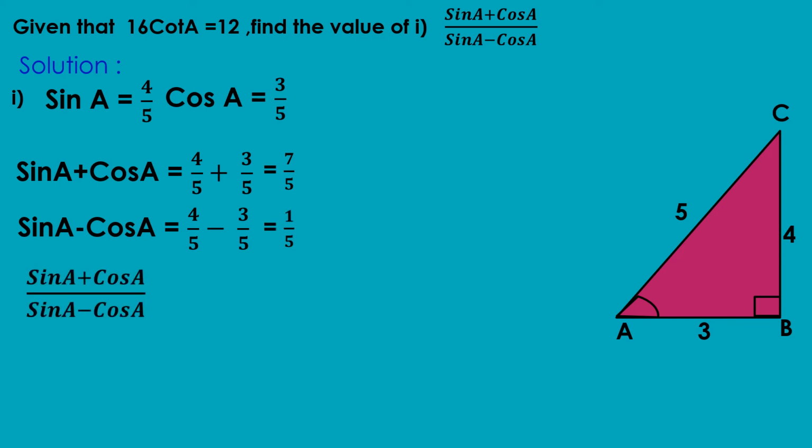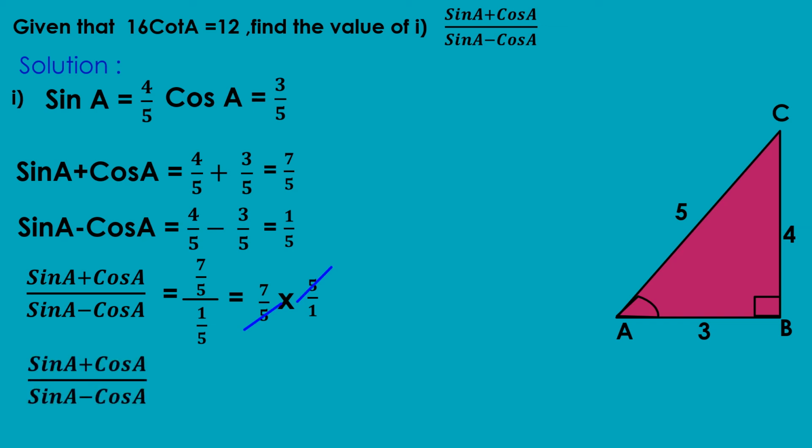Then (sin A plus cos A) by (sin A minus cos A) is equal to 7 by 5 divided by 1 by 5. This 1 by 5 goes to the numerator as 5 by 1, then 7 by 5 into 5 by 1. 5 has been cancelled, the remaining is only 7. So (sin A plus cos A) by (sin A minus cos A) is equal to 7. So in this way we have to find all the remaining trigonometric ratios if we know only one trigonometric ratio.